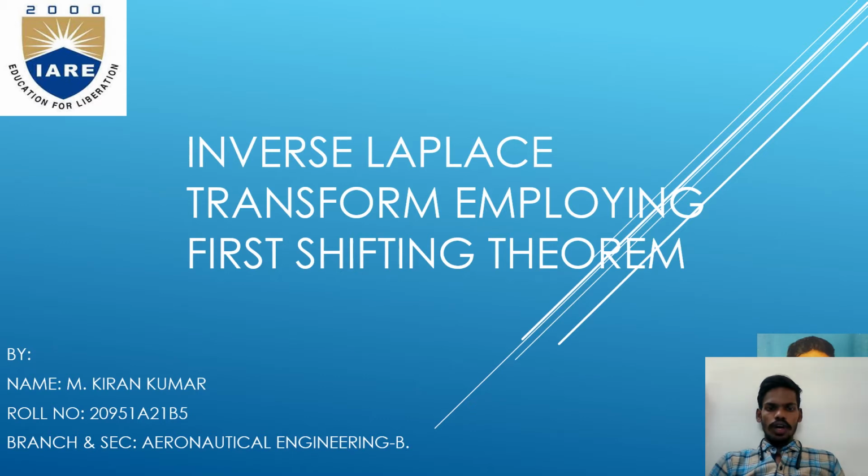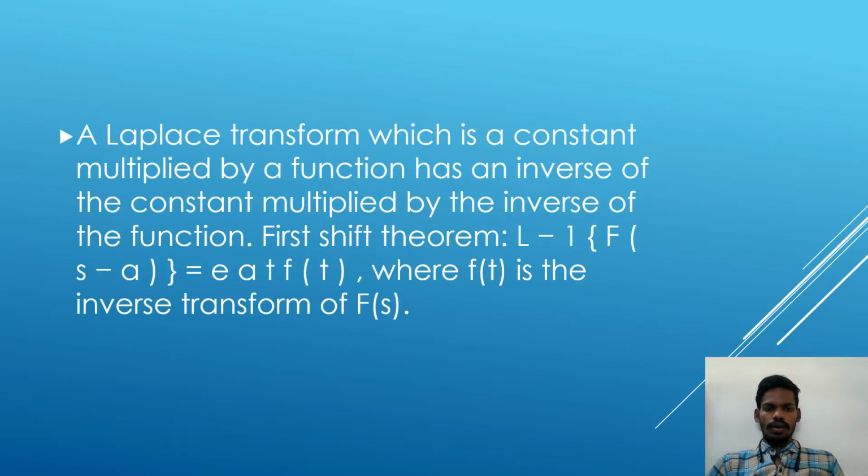Now I'm going to tell about inverse Laplace transform employing the first shifting theorem. The Laplace transform of a constant multiplied by a function is the constant multiplied by the Laplace transform of the function. First shift theorem: L inverse of F of (s minus a) equals e to the power of at times f of t, where f of t is the inverse transform of F of s.